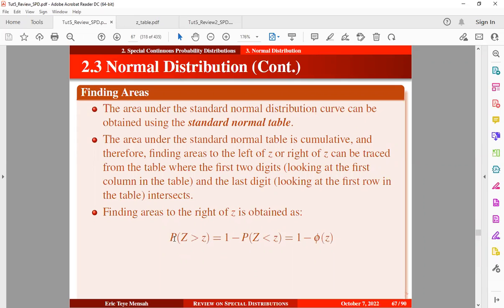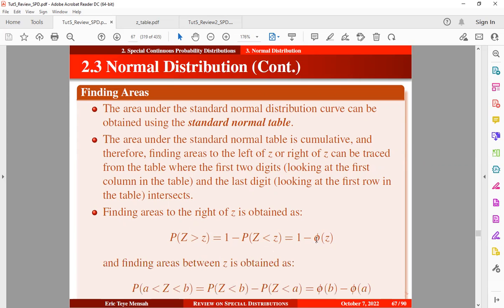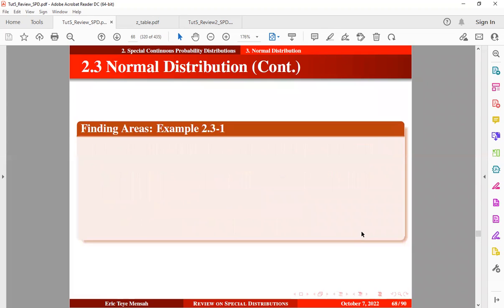Finding areas to the right of Z can be obtained by using this complementary rule. Because we know that once you add the area to the left and the area to the right, it must add up to 1. And because it is cumulative, if you want to find the area to the right, you have to use this complementary rule: 1 minus the probability that Z is less than a particular value of Z. This cumulative probability can also be obtained using this phi notation. Now, finding areas between Z values can also be obtained using this approach. You just have to subtract the lower limit from the upper limit, which can also be represented in this form.